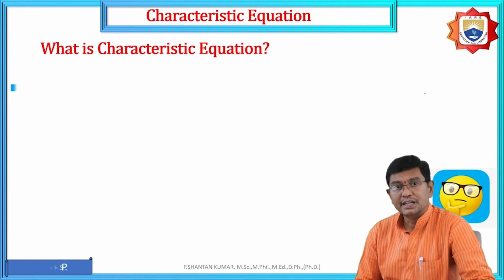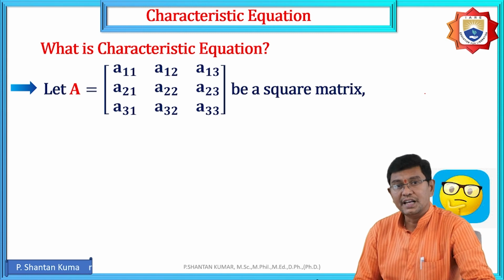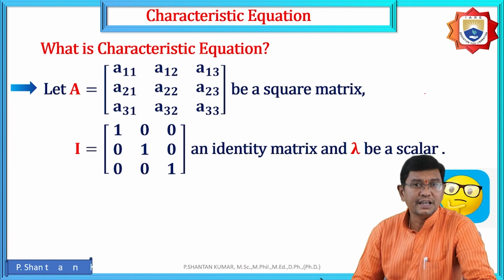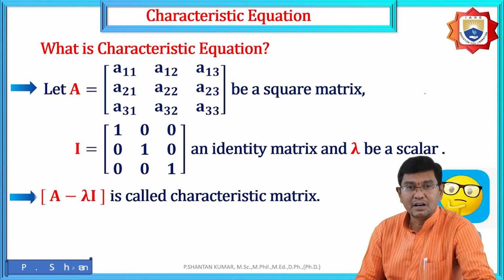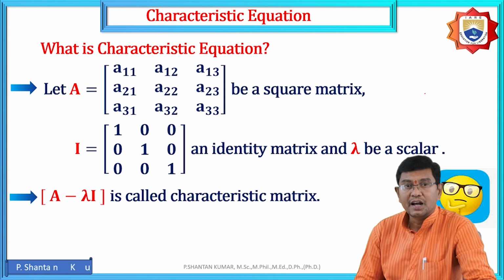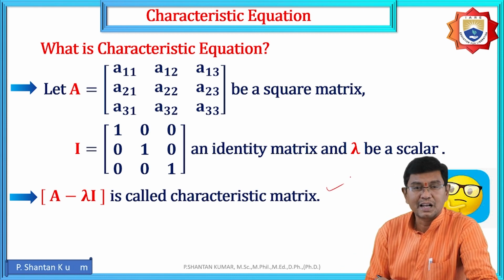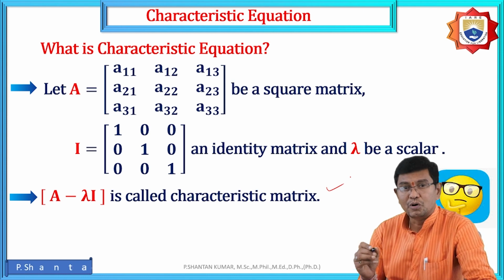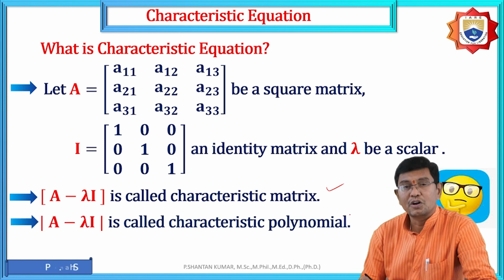For example, consider any 3 by 3 matrix A, where I is the unit matrix and lambda is any scalar. With the help of these, the matrix A minus lambda I is called the characteristic matrix. Similarly, if we find the determinant of A minus lambda I, we get a polynomial in lambda. That polynomial is called the characteristic polynomial.